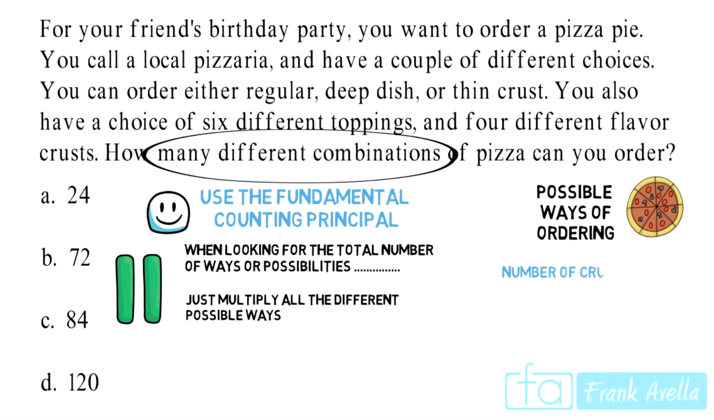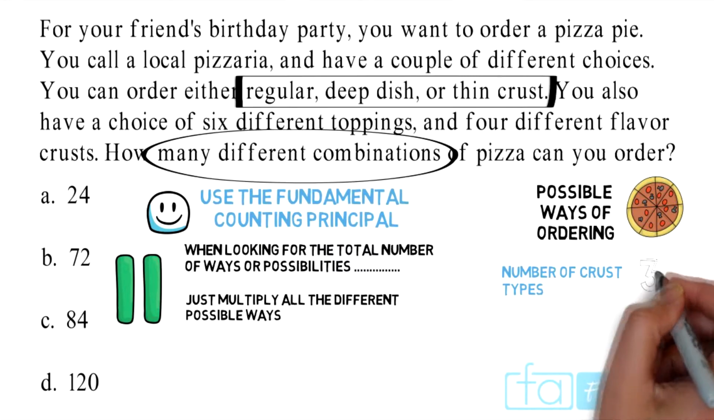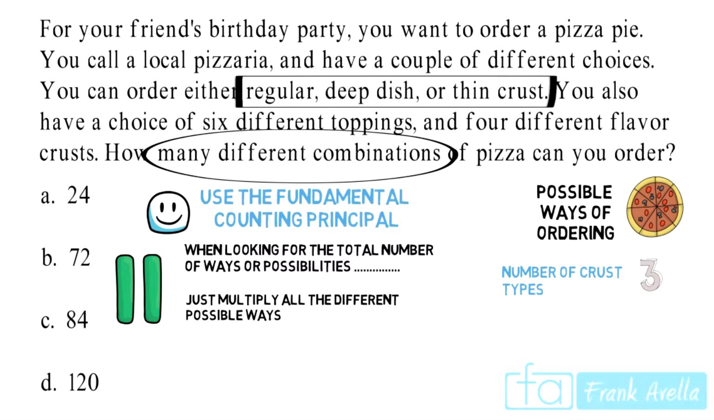So you begin with the number of different crust types. Let's take a look. And you see you have regular, deep dish, or thin crust. So there's a total of 3 different types of crust. So let's add a 3 there.